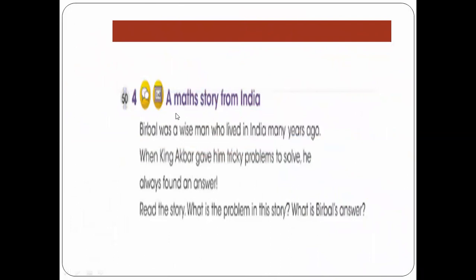So first of all, a math story from India. Where does this story belong from? It belongs to India. And this is a story about the subject math. Birbal was a wise man who lived in India many years ago. When King Akbar gave him tricky problems to solve, he always found an answer. Read the story. What is the problem in the story?